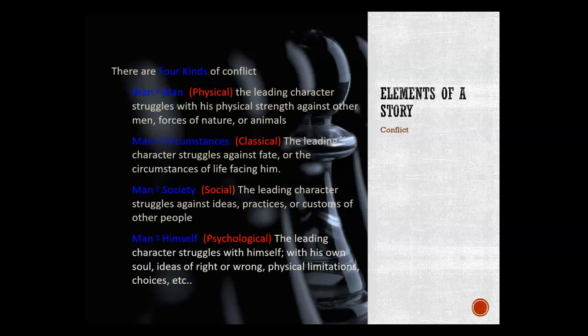And man versus himself, psychological conflict. The leading character struggles with himself, with his own soul, with the ideas of right and wrong, physical limitations, and choices, etc. Now, we're using the language common to literary criticism, which is male-centric, but we should really think of this as human versus human, human versus circumstance.